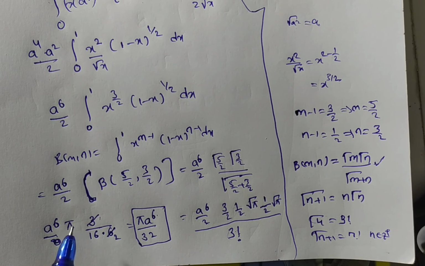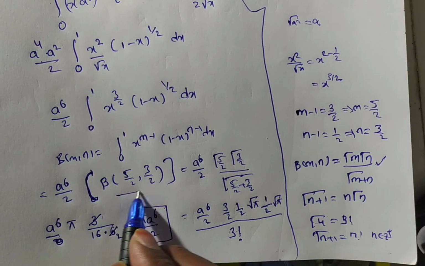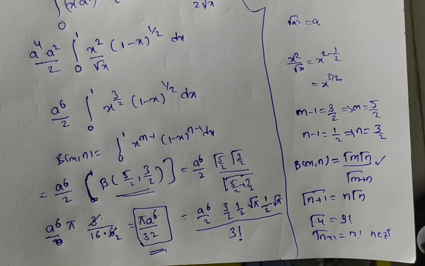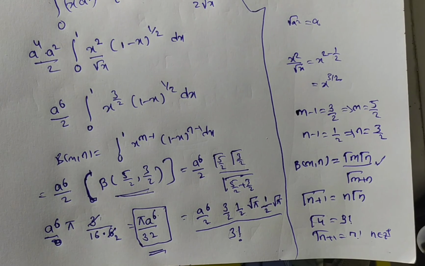Also, suppose if they are asking to express in beta of m comma n, this is the answer. Evaluate is nothing but this is the answer. Is it clear for everyone?